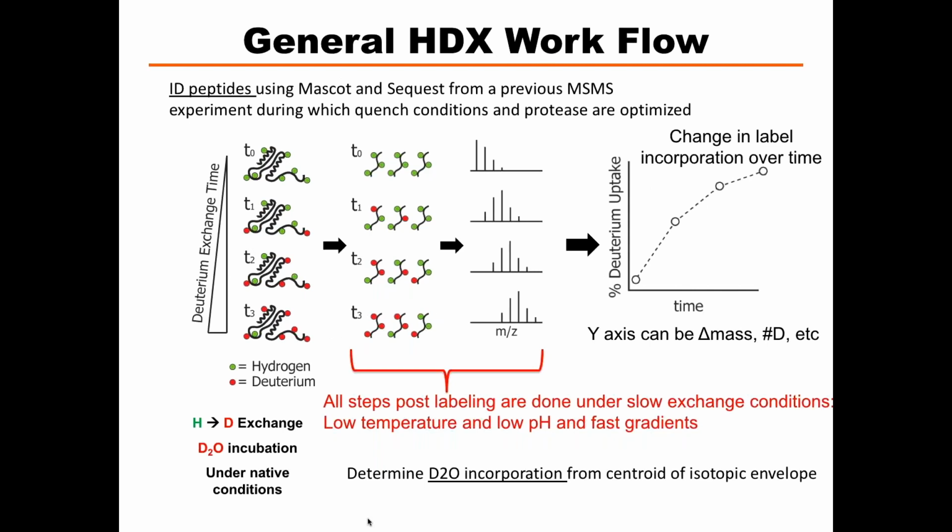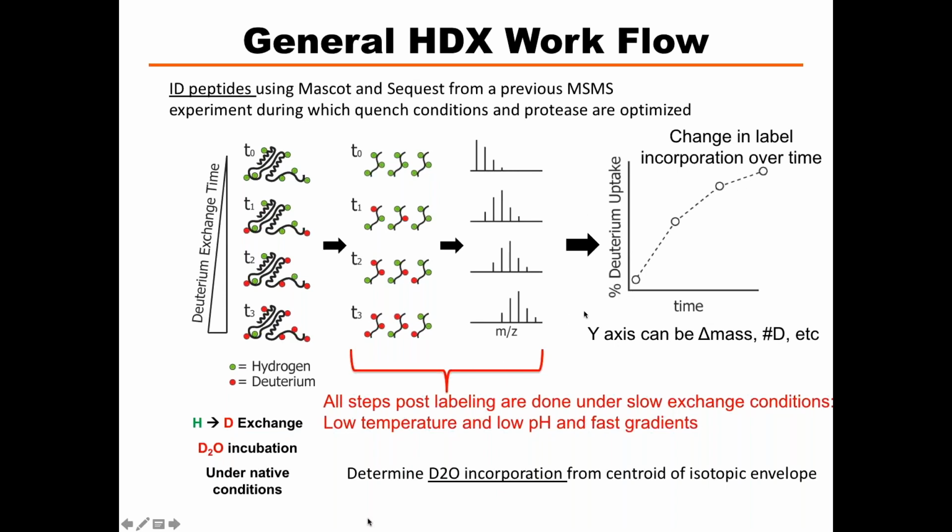So just to rehash the workflow, we ID the peptides using MS, and then we generate our peptide set and we're ready to do the experiment. We're going to expose the protein to multiple time points of deuterium exposure. We're going to quench that reaction to slow exchange, what we call slow exchange conditions, low pH. We add denaturant to facilitate the proteolysis. As those peptides elute off the column, they're electrosprayed, and this is just a cartoon of what the isotopic envelope may look like.